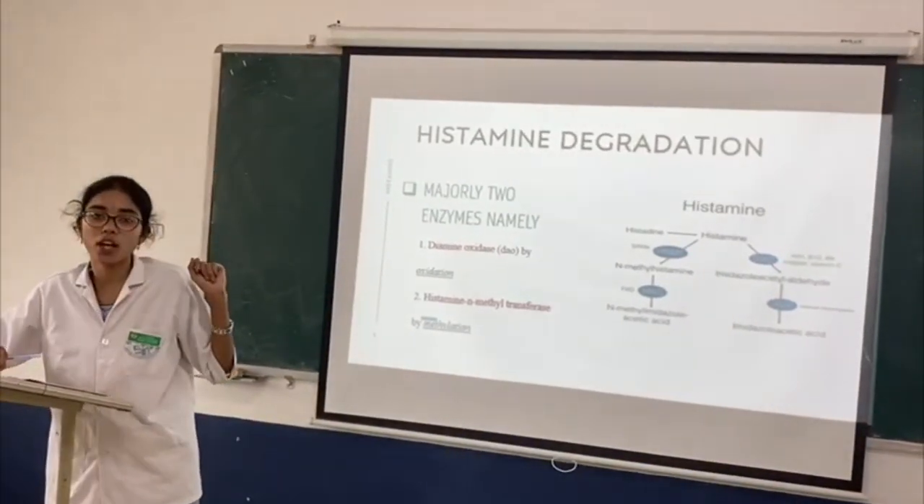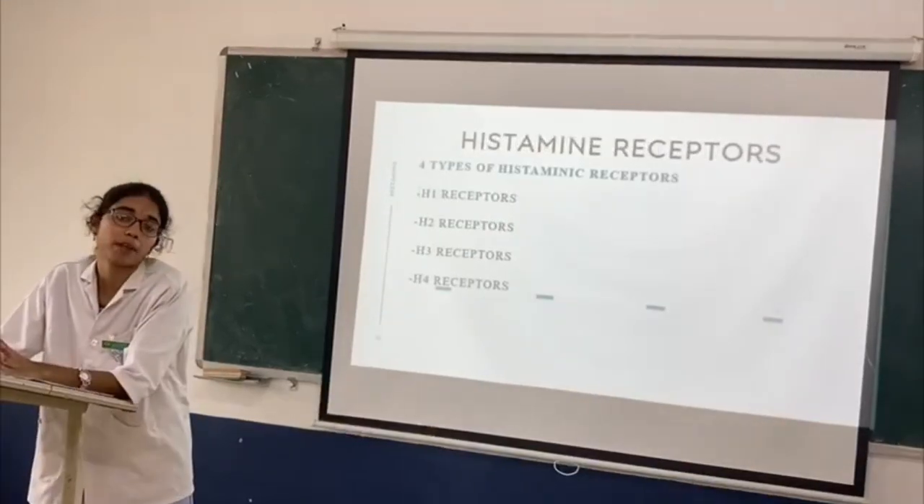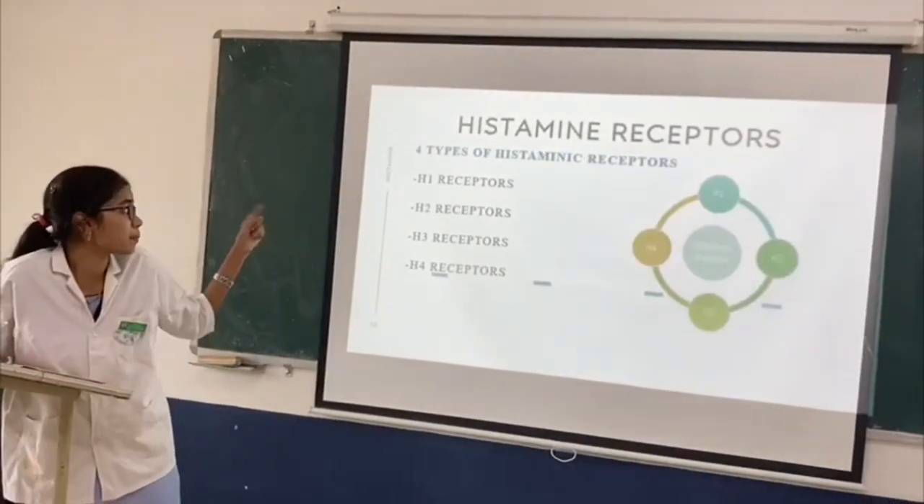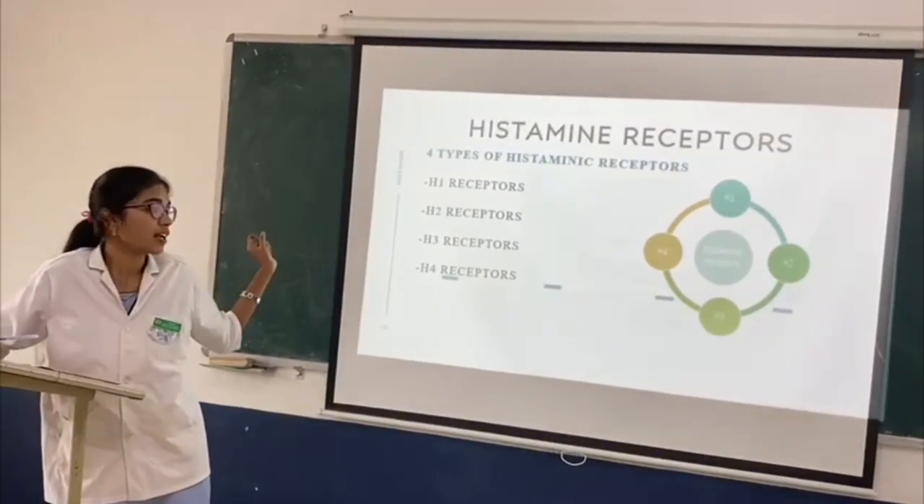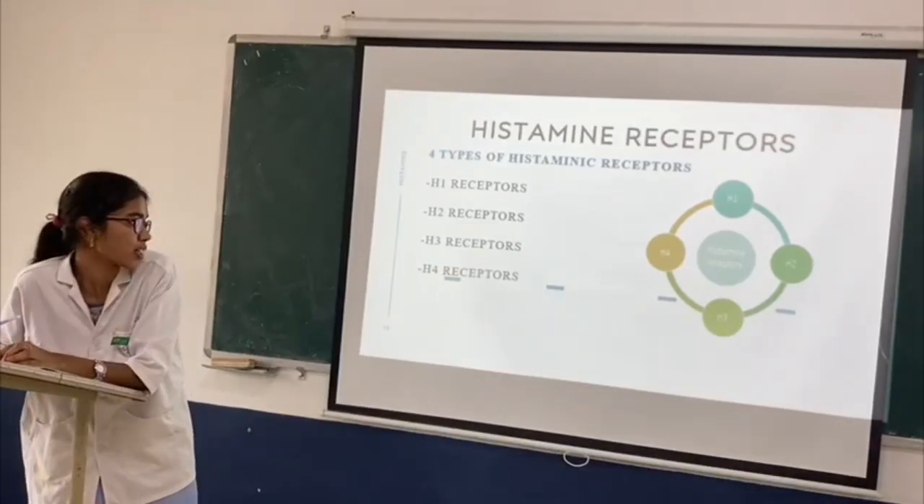Let's discuss some more about the histaminic receptors. These are four receptors, which are all G-protein coupled receptors. They are mainly H1, H2, H3 and H4 receptors. As the actions of H1 and H4 receptors are almost similar, we do not discuss much about the H4 receptors here.